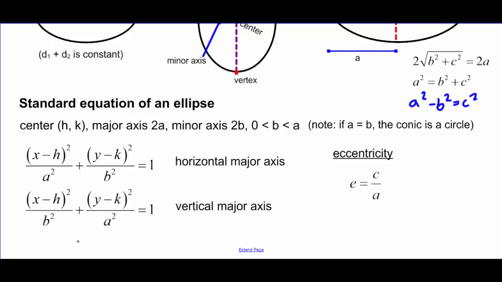Now, these two standard forms look very, very similar. There's only, as you can see, one difference. It's the location of a and b.